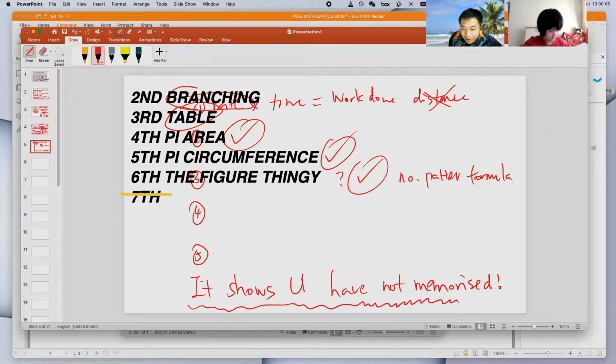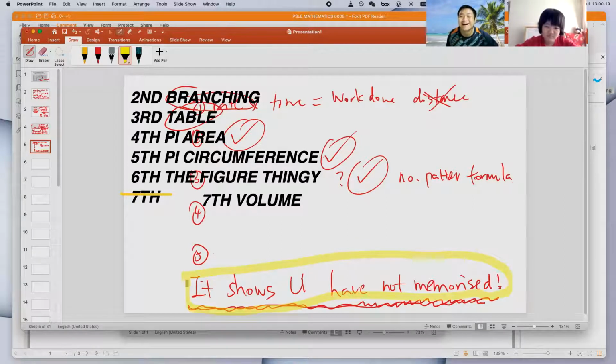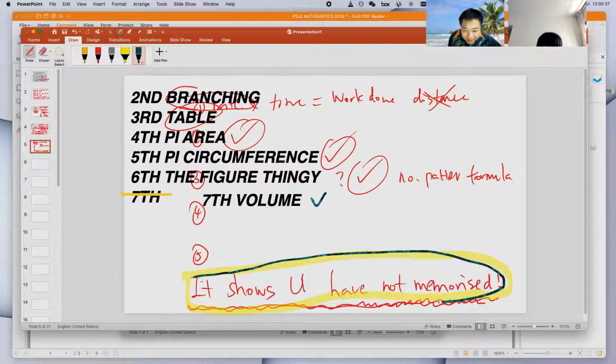My dear student, you can look at the screen now. Okay, volume, yes, that is one. But of course you cannot refer. I said I asked you to memorize. But anyway, just look at this statement.